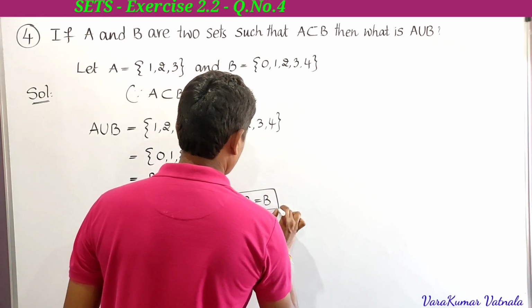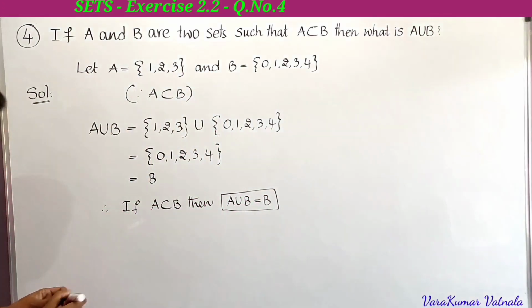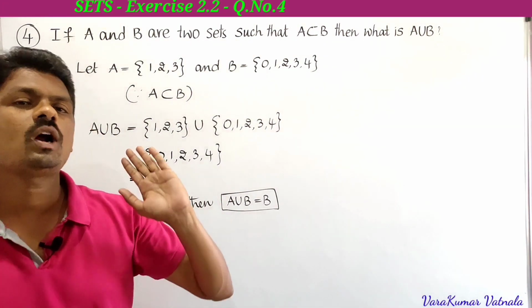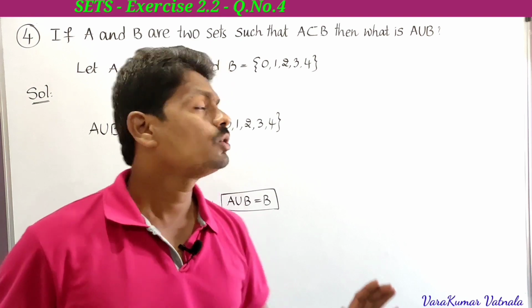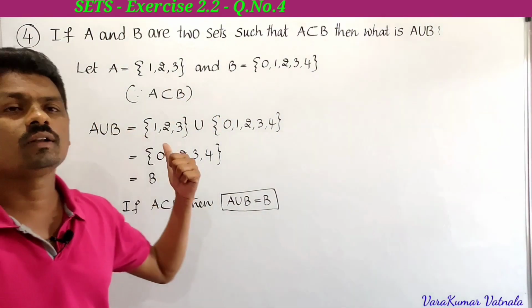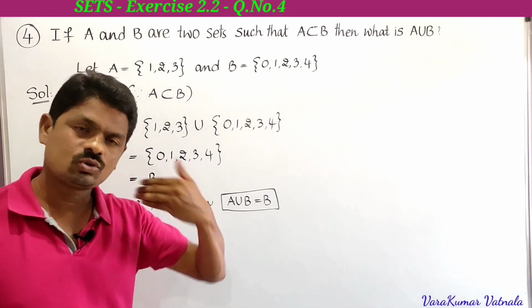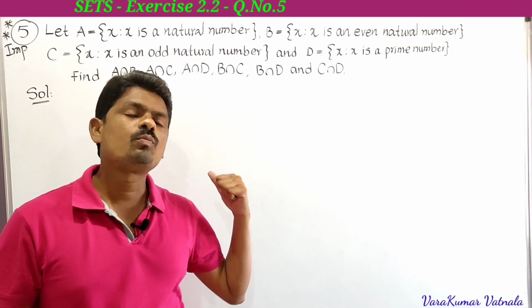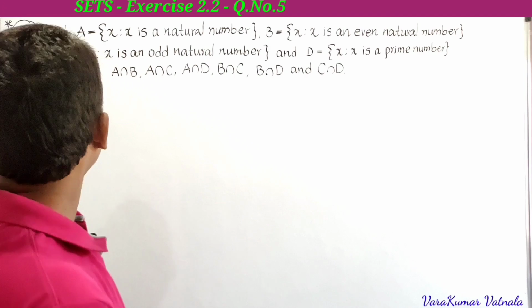So this is very important. When A is a subset of B, then A union B is equal to what? B only. So this is the fourth problem in exercise 2.2. Next you have to solve the fifth problem. This is the fifth problem in exercise 2.2. See here what he has given.